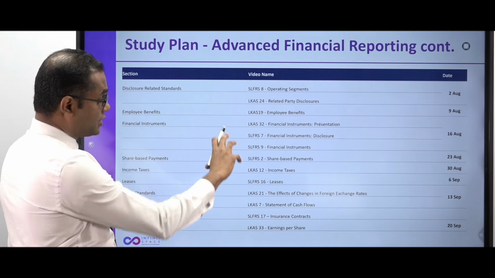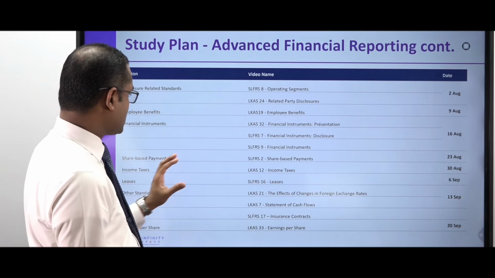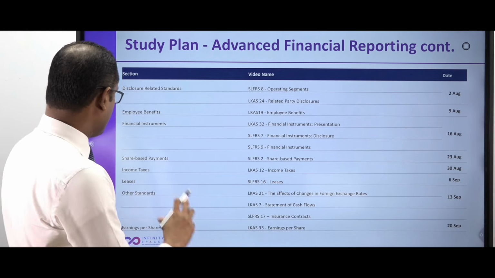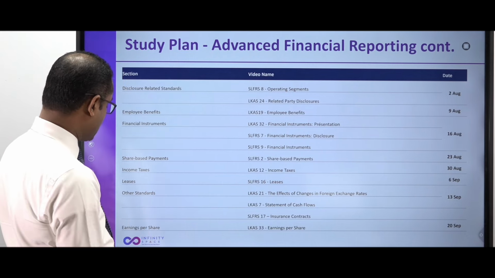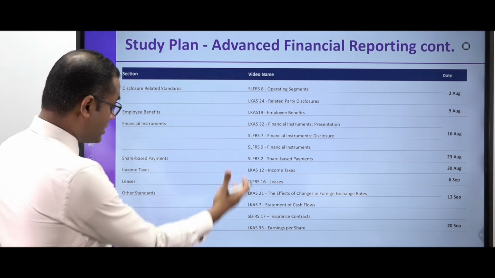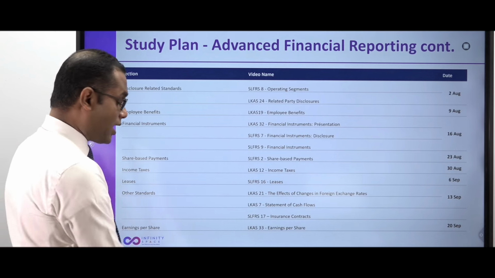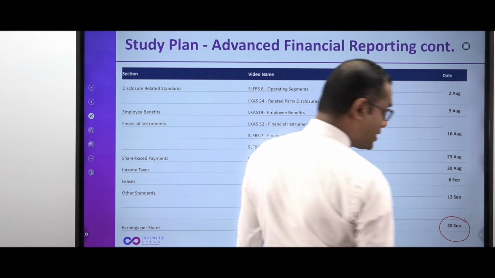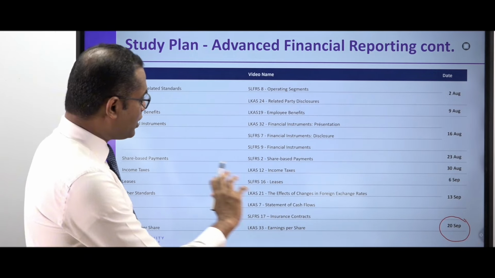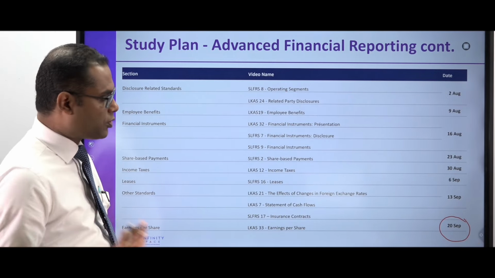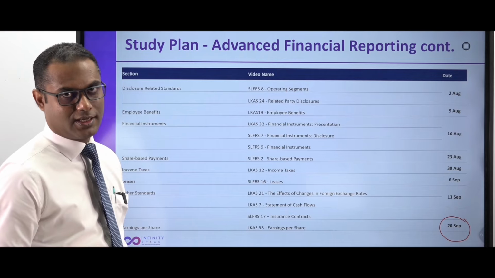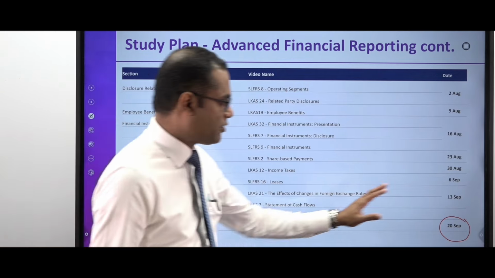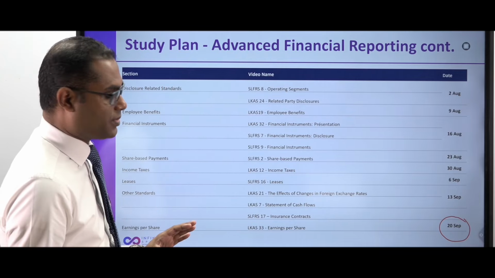Employee benefits and financial instruments are important standards when it comes to the syllabus. There are 3 standards relevant to financial instruments. Then share-based payments, income taxes, leases, other accounting standards, and finally earnings per share. So by 20th of September, all the accounting standards would be uploaded into the LMS, right? That is a major part of your syllabus that would be done by 20th of September.